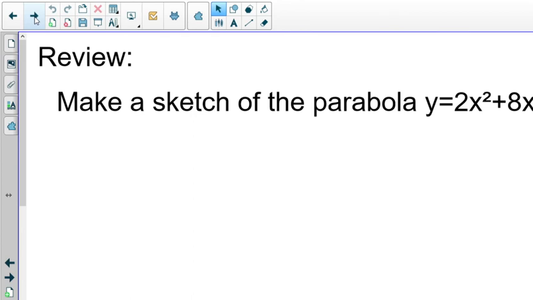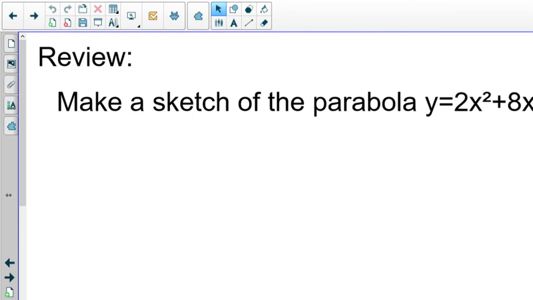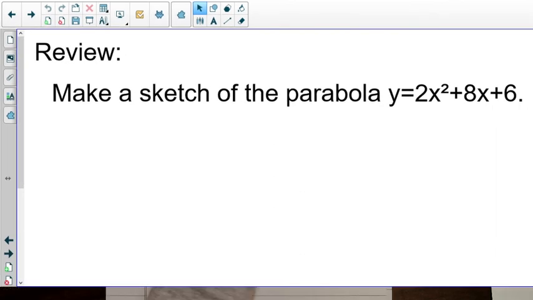I want you to find the x and y intercepts and then the vertex to help you make a sketch of this parabola. So you can pause the video right now, complete the problem, and then come back. So if you've come back already, we are going to show you how to graph it. So our equation, y equals 2x squared plus 8x plus 6.